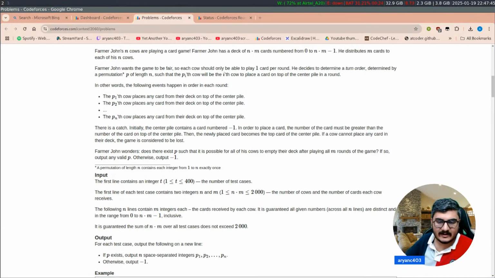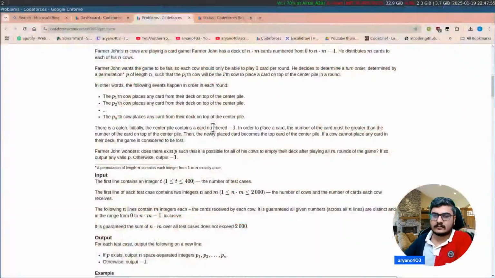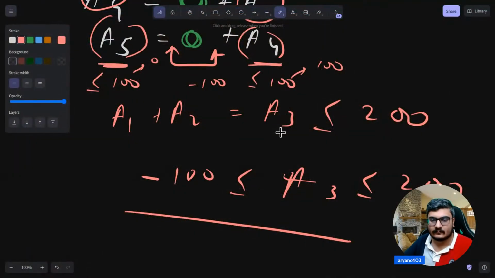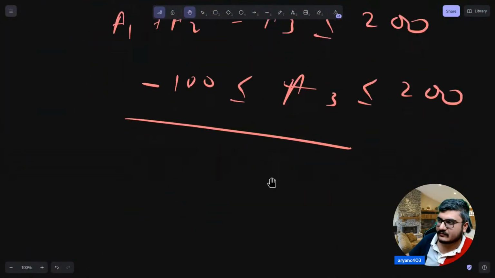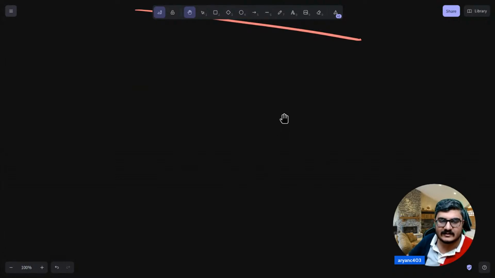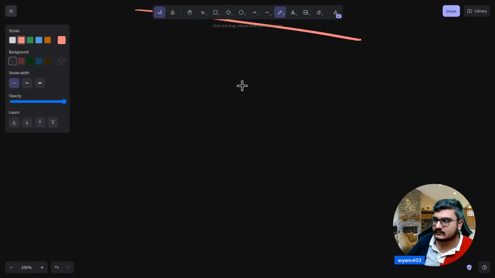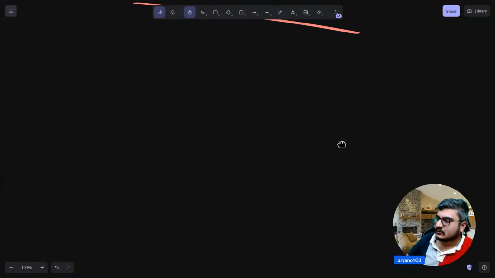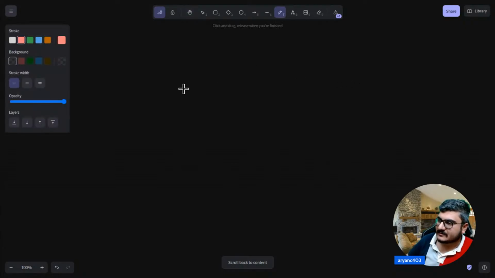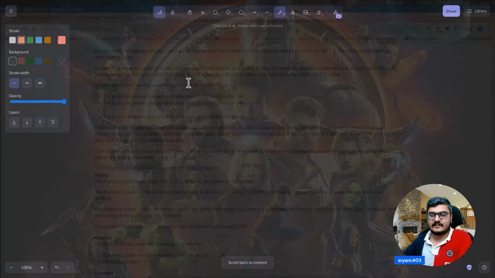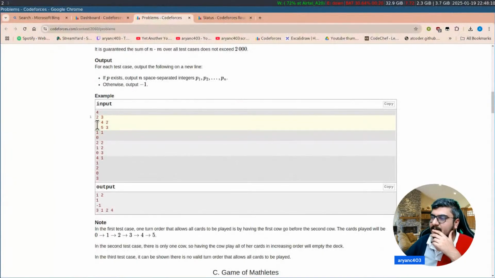I doubt -100 to 100 will work on the first problem, but you can always check it. It may potentially work if we can prove it for any number greater than 100. So this is the problem statement. Let's take one of the inputs as an example: 0 4 2 1 5 3.